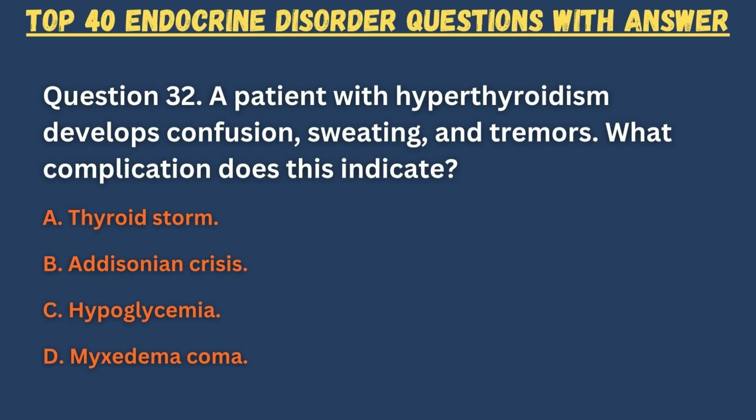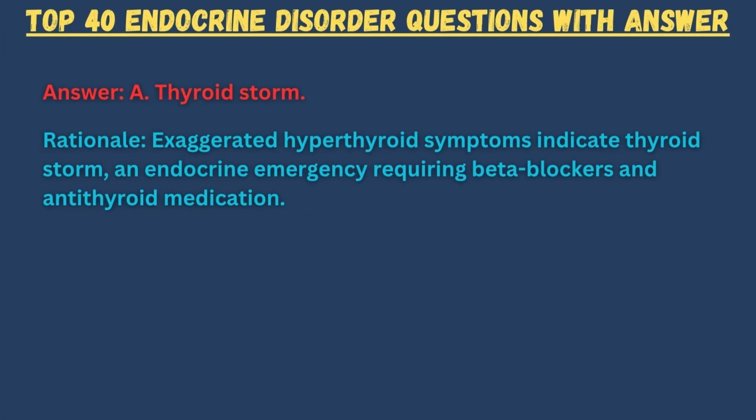Question 32. A patient with hyperthyroidism develops confusion, sweating, and tremors. What complication does this indicate? A. Thyroid storm. B. Addisonian crisis. C. Hypoglycemia. D. Myxedema coma. Answer: A. Thyroid storm. Rationale: Exaggerated hyperthyroid symptoms indicate thyroid storm, an endocrine emergency requiring beta blockers and antithyroid medication.